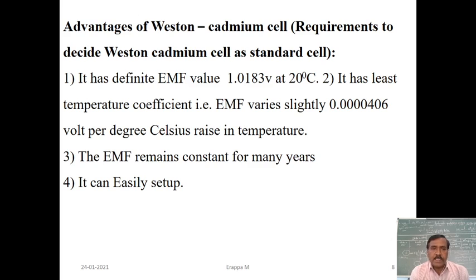Number 2, it has a least temperature coefficient. That is, the EMF varies slightly, 0.0000406 volt per degree Celsius rise in temperature. That slight variation can be neglected. Number 3, the EMF remains constant for many years. That means the standard value of 1.0183 has no changes even for many years, and it can be easily set up. The Weston cadmium cell is very easy to set up.